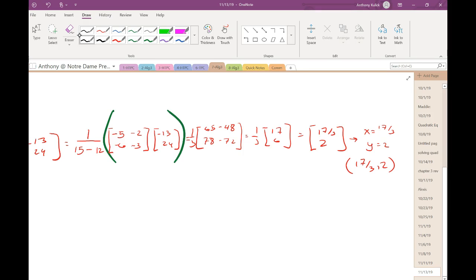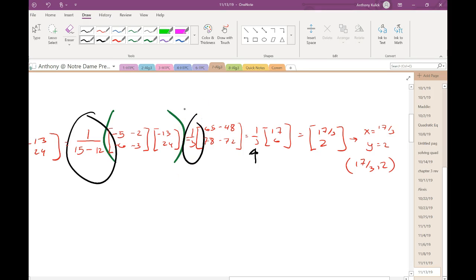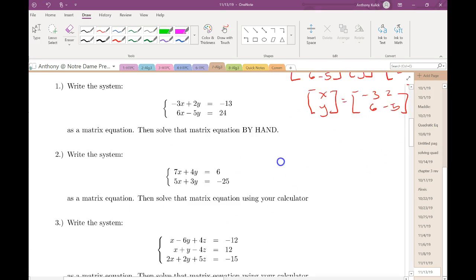What's up, Kate? This thing right here, yeah. That's 1/3. That's from the 15 minus 12. So it's there also. Right? Everybody happy with that one? That was the most involved one because you actually had to do it by hand. The rest of these we're going to use our calculator to do.